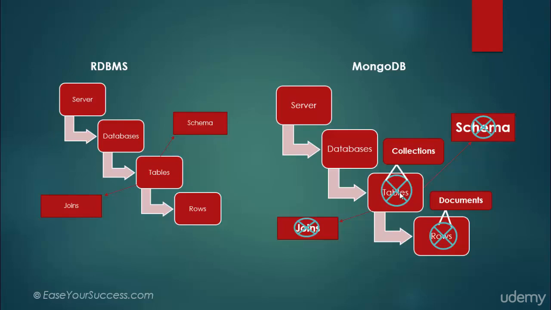One more difference between RDBMS and MongoDB is that a relational database management system can store only structured data, and they can store data up to some limit, but MongoDB can store structured data, unstructured data, semi-structured data, and a huge amount of data. So there is no problem with the size of data. MongoDB can store any amount of data. So these are the basic differences between RDBMS and MongoDB.